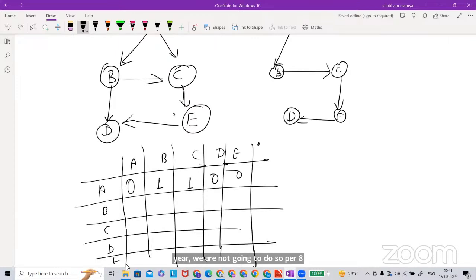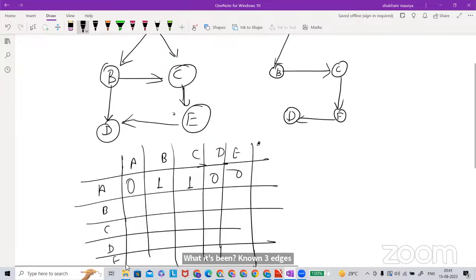Hello, sir. Yes. Sir, in the lecture they say that non-tree edges make a cycle. What does it mean? Non-tree edges can make a cycle.